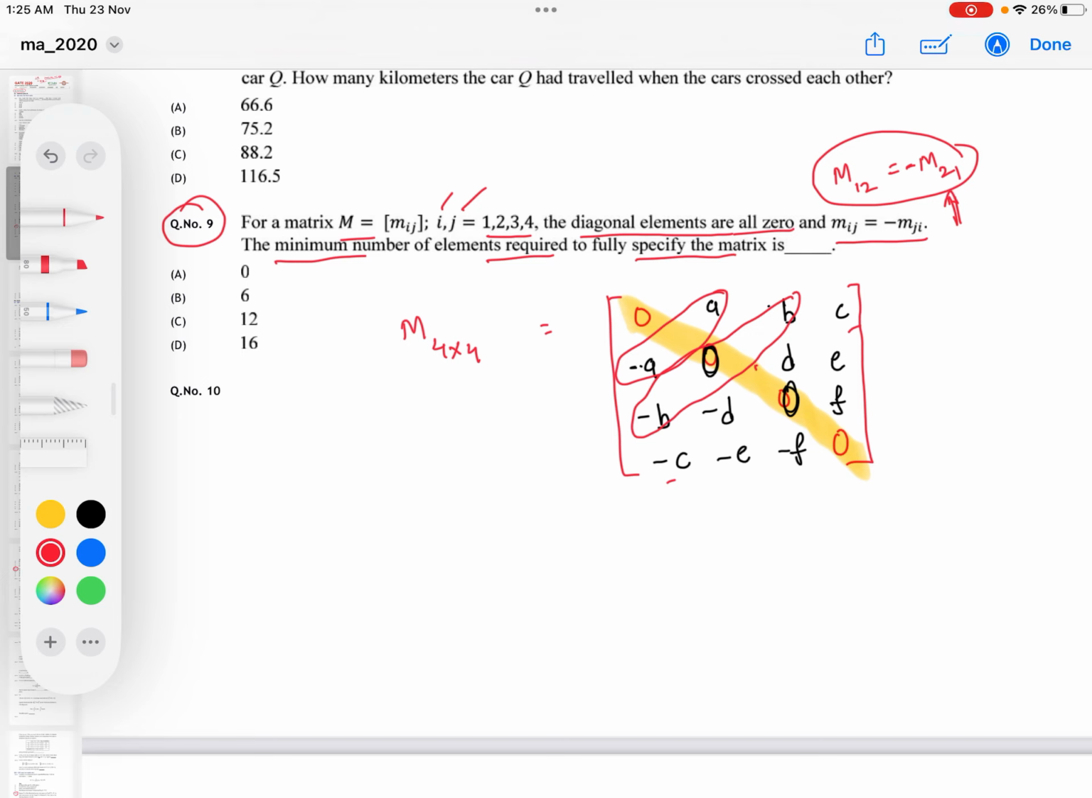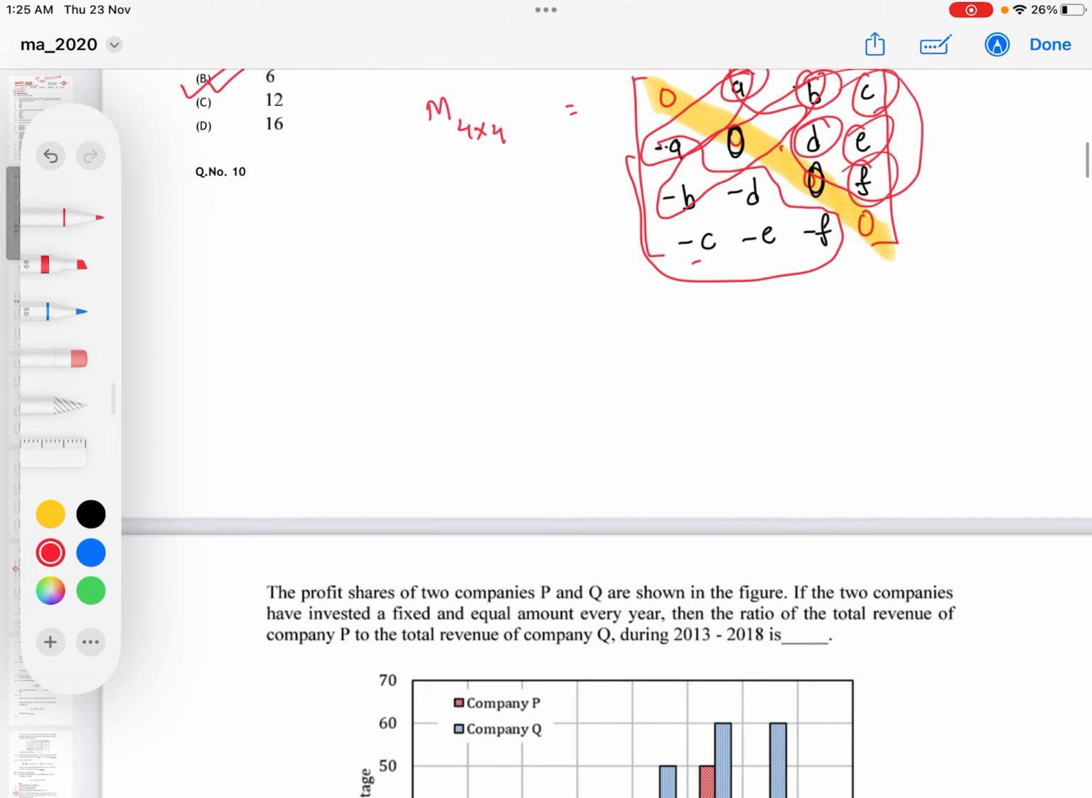Okay, so how many elements do we need to specify this matrix? We need 1, 2, 3, 4, 5, 6. If we know these elements, then we also know the other elements, right? So we need 6. So the correct answer for this is 6.